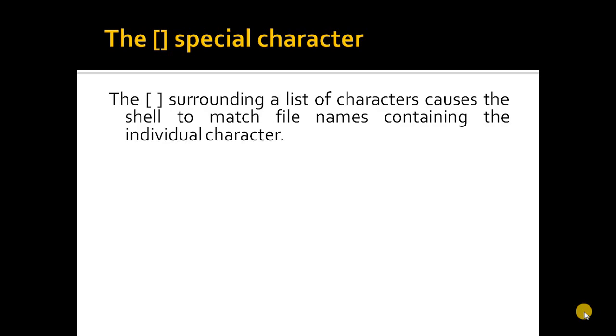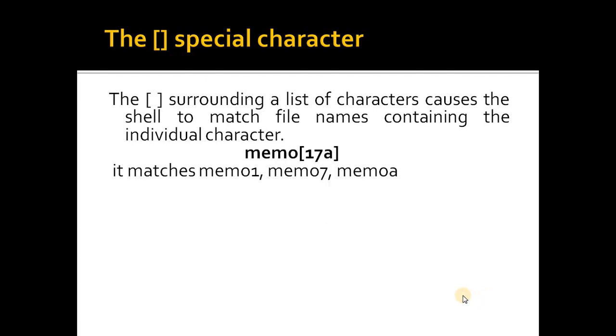Next meta character is a pair of square brackets. The pair of square brackets surrounding a list of characters causes the shell to match file names containing the individual characters. So here is an example. We have given memo, and in square brackets we have given 1, 7 and A. So this meta character can represent memo1, memo7 or memoA.